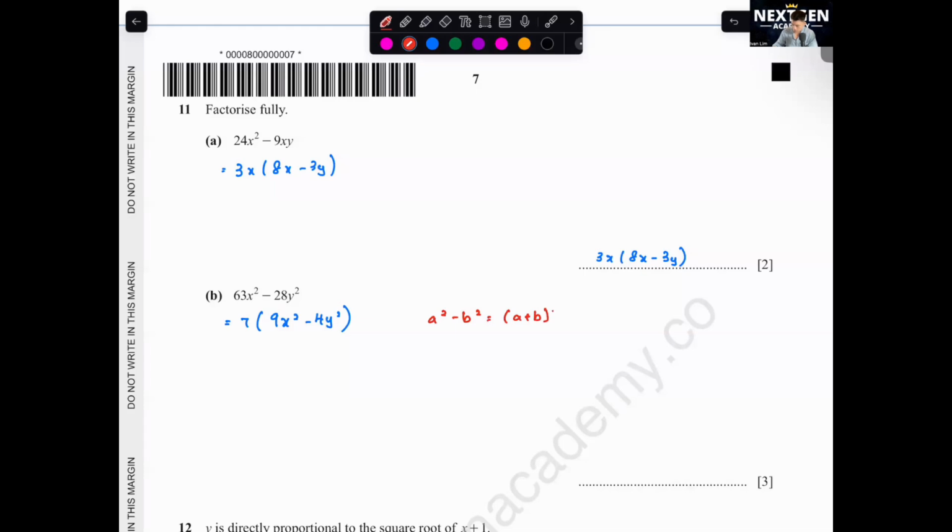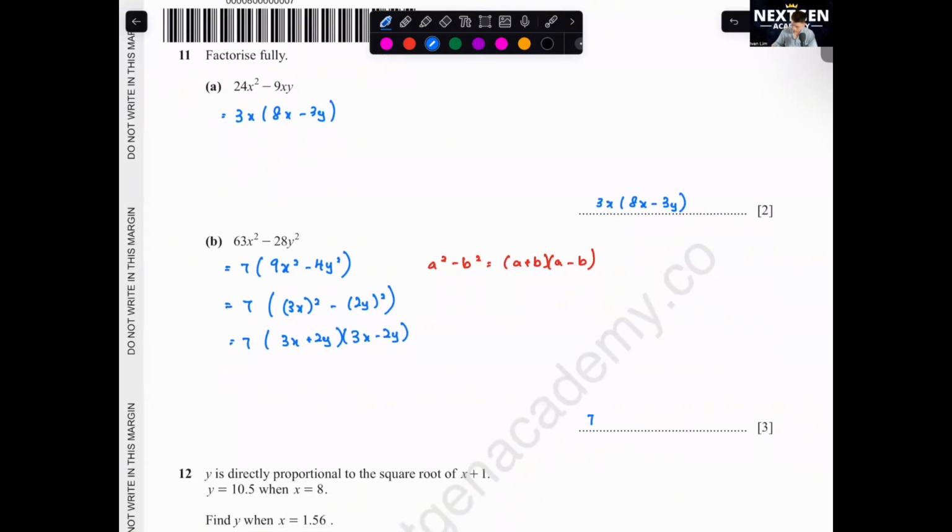a squared minus b squared, a plus b, a minus b, or a minus b, a plus b. Okay, you can straight away write the final answer, or if you want to write it like this, also can. Okay, you change both of these to a square value, so you can get a squared minus b squared, a plus b, a minus b. 3x plus 2y, 3x minus 2y.